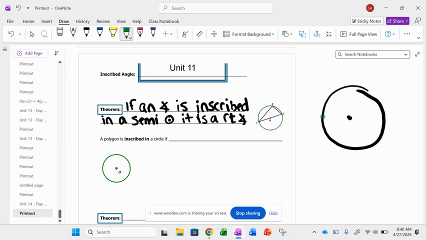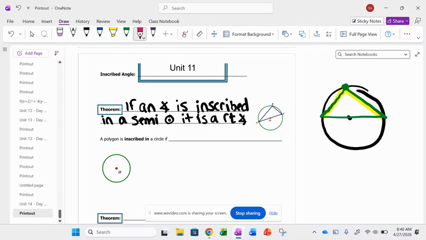A diameter. So what this theorem is saying is if I have an inscribed angle, an angle whose vertex is on the circle, and you're looking at it like a Pac-Man mouth, if it's eating the full diameter, see how this angle is eating the full diameter and its vertex point, the pointy part of the angle, is on the circle.